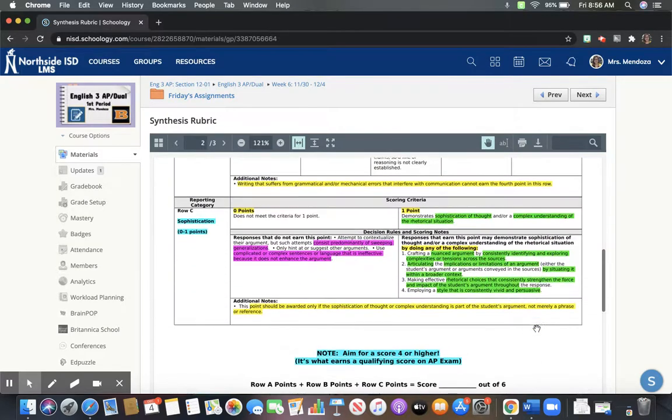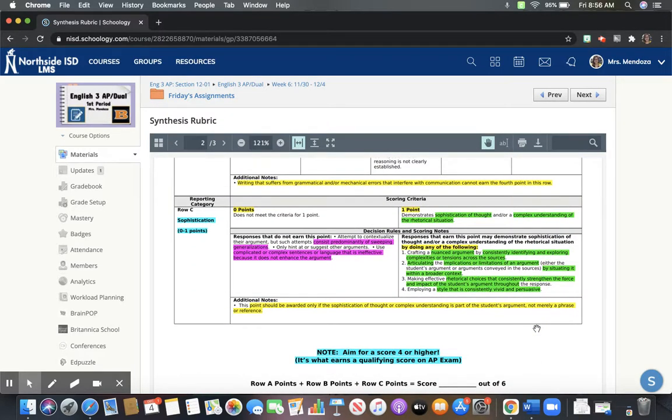And then down here on the sophistication point, notice it's very similar to the sophistication point from the rhetorical analysis. But here you'll look at, it identifies and explores the complexities and tensions across the sources. So when you put the sources in conversation with each other as a way to build your argument, that is how you can earn the sophistication point. So it's a little bit easier to identify how to do this in your synthesis essay than it would be in the other essays.